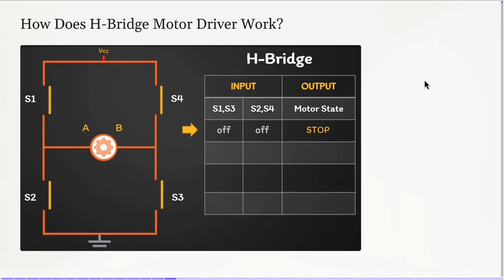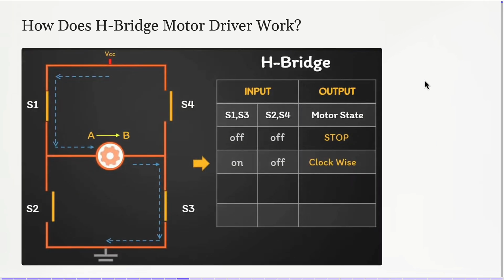Okay, there is no voltage, so everything is stopped. Now the second state, putting S1 and S3 on, S4 and S2 off. So what will happen? I have the VCC and I have the ground. So the current is going to spin into this direction, and this will make the motor rotate into the clockwise.